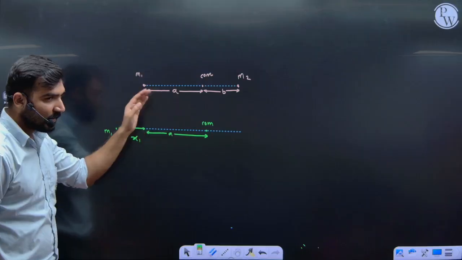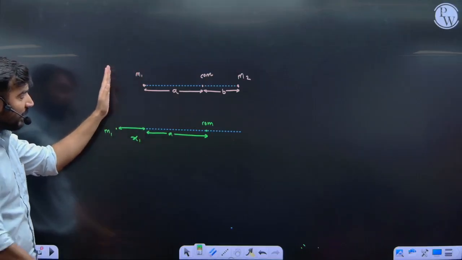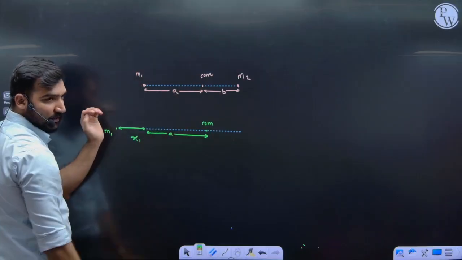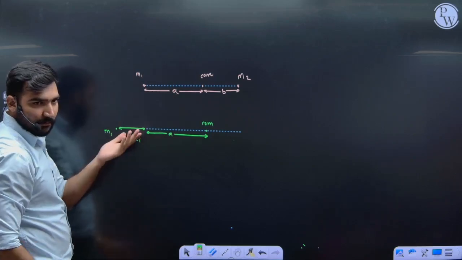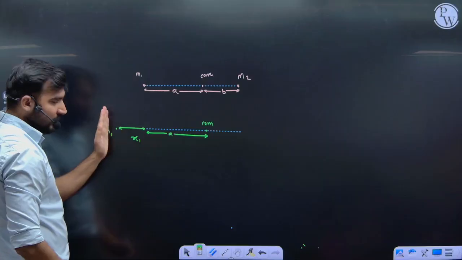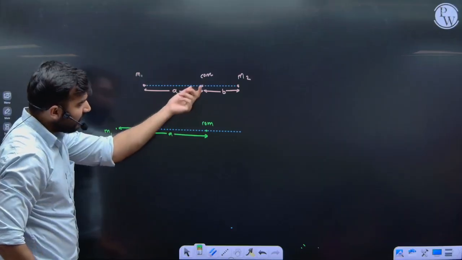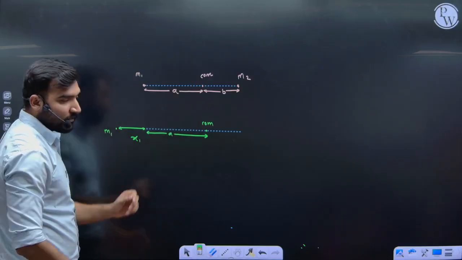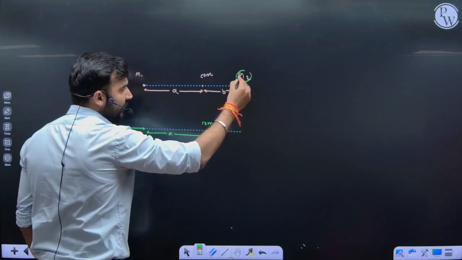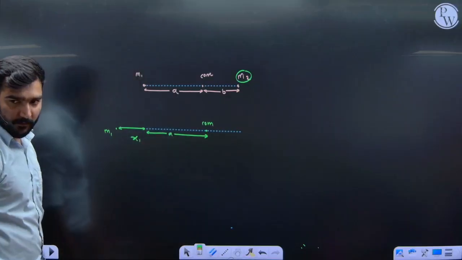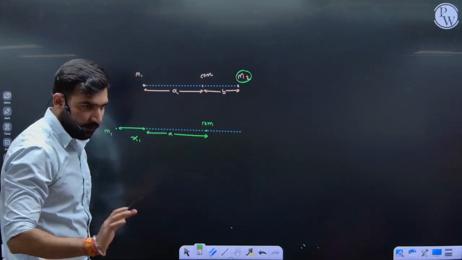If two masses are there and I am displacing m1, the center of mass also tries to shift this way. Correct or not? Now I displace this much, so the center of mass must displace. But they are asking that the center of mass stays at the same position. So tell me how much I have to displace this m2 mass. Same amount to here.